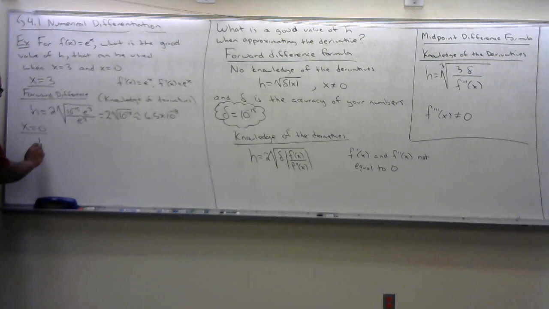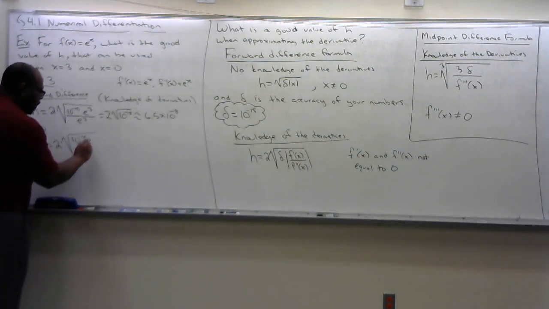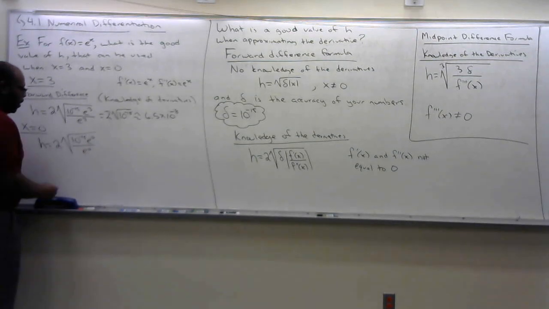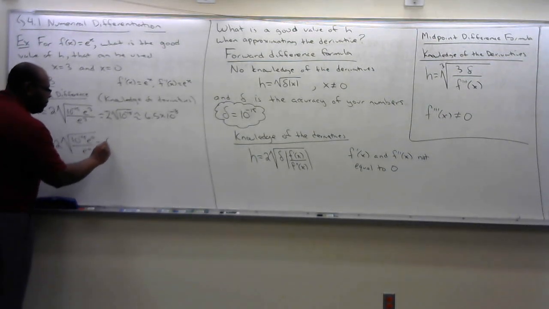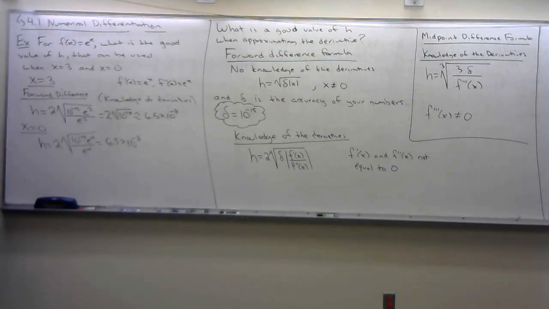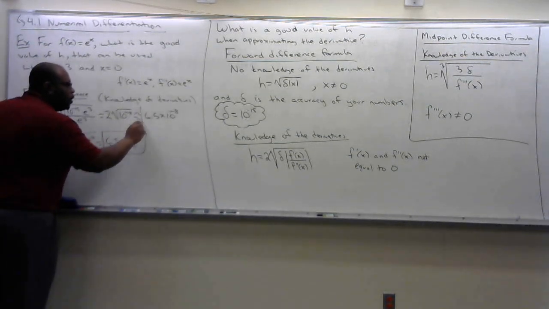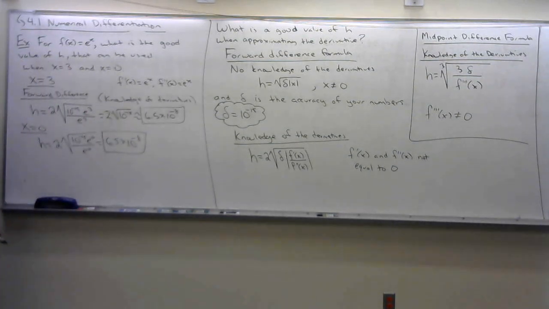I get actually the same exact thing, right? e to the 0 over e to the 0. Both of my derivatives don't equal 0, so I get exactly the same thing. So if I have knowledge of the derivatives, it's pretty nice for the forward difference method. I'm going to be able to use those to find a good value of h.